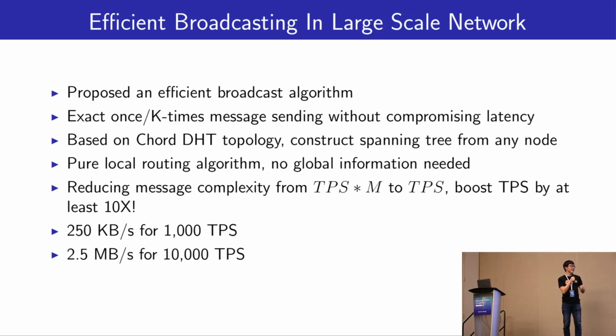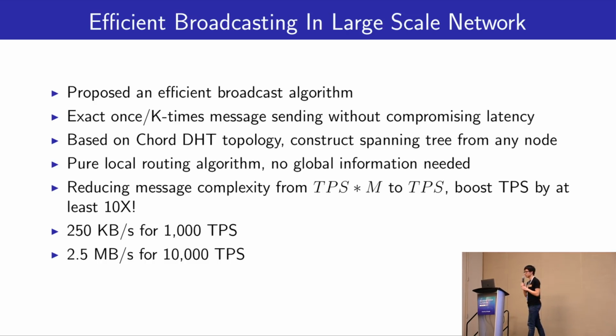For the numbers, if we want to achieve 1,000 TPS, the bandwidth usage is now just 250 kilobytes per second, which is totally achievable. And if we want to reach 10,000 TPS, it becomes 2.5 megabytes per second. It's not trivial, but it's still much more feasible than before.